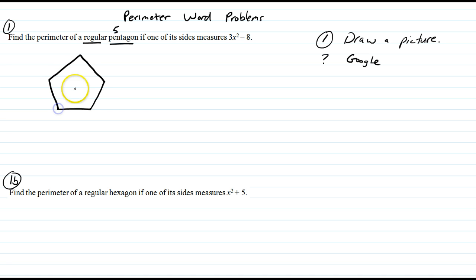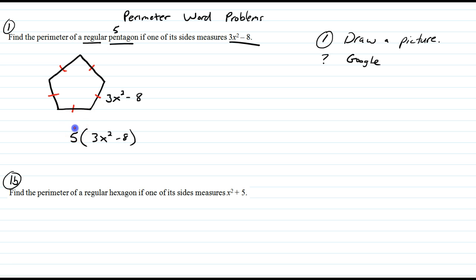Now what's great is that even though your drawing may not look like it's regular, all you have to do is put these little congruent marks on here, and that means all the sides are equal. So they tell us that the sides are 3x squared minus 8. And so like in our previous video, when all the sides are equal, instead of adding this 5 times, we can actually just multiply it by the number of sides. So it's going to be 5 times 3x squared minus 8.